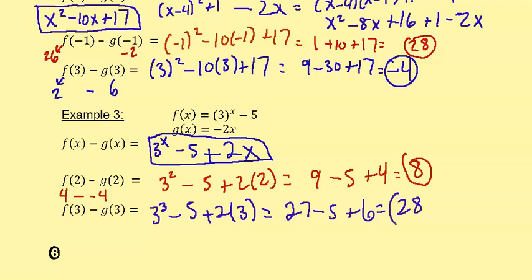And that would give you 28. If you found them separately, let's plug in 3 for the x in the f function. It'd be 27 minus 5, that's 22. And then plug in 3 for the g function, that would be negative 6. So 22 minus negative 6 would be like 22 plus 6. That's 28.